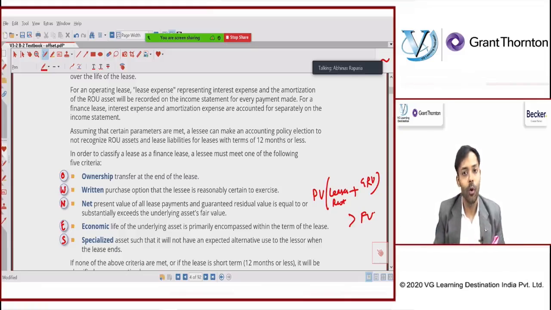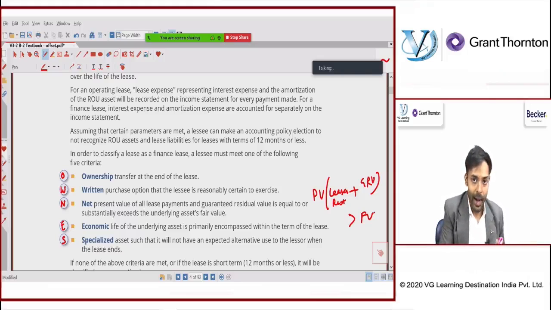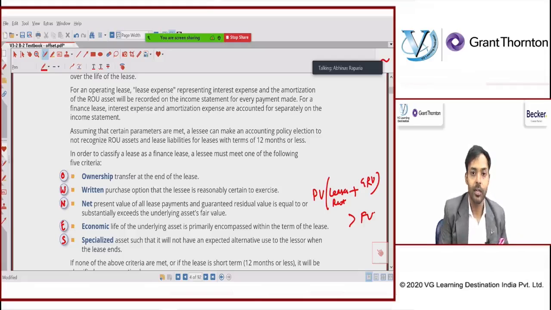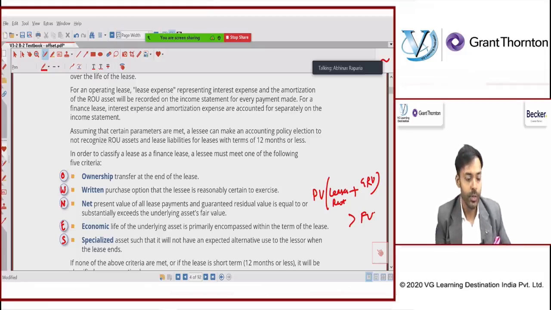Next is economic life almost equal to the lease term. For example, generally laptops are meant for 3 to 5 years, right? And you're taking the lease on the laptops for 3 to 5 years. That means you're using it for its economic life. In that category also, it will be considered a financial lease. Okay. Lastly, you have designed the asset like that. For example, you asked someone to create a laptop specially designed by you that no one else can use. You have specifically asked for that particular asset and you will continue using it. In that case, this is also considered a financial lease, right?